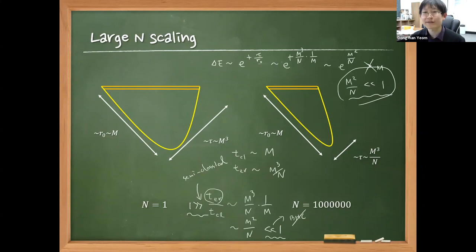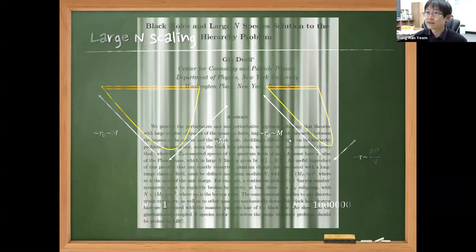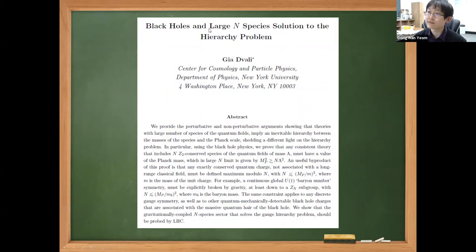So this is the reason why the naive increase of the number of species doesn't say anything about black hole complementarity. This point was discussed in Giadu Barry several years ago, in black holes and large N species solutions. If there are too many species, then even though the mass of the black hole is greater than the Planck scale, it cannot be a semi-classical black hole. So in the semi-classical limit, the black hole size must be greater than square root N. So M must be greater than the square root of N. I omit all the dimensionful quantities.